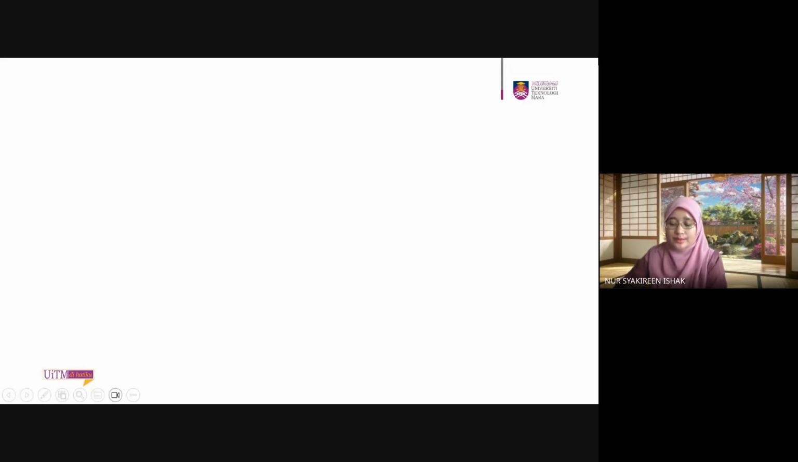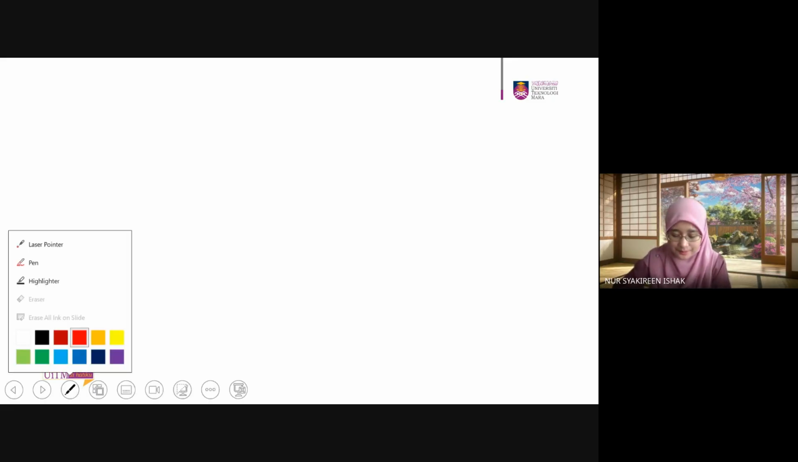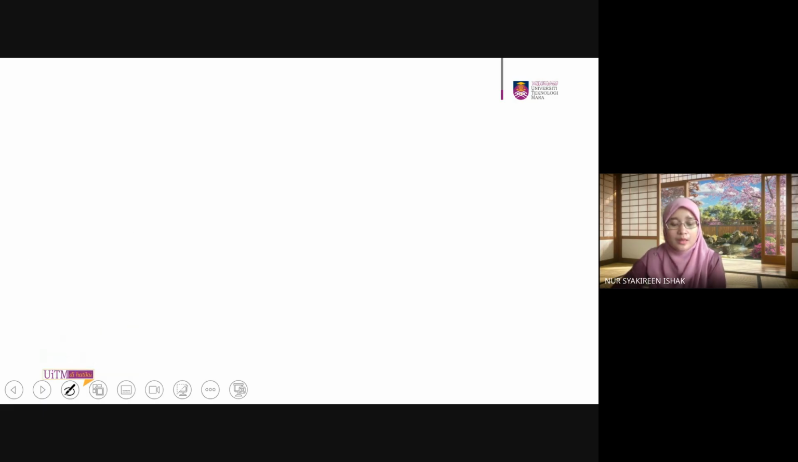Okay. So I have here a blank page. So now we are going to draw an amino acid. Kaitkan dengan the property of the amino acid being amphoteric and also zwitterion. Okay, so here is the basic structure of amino acid.